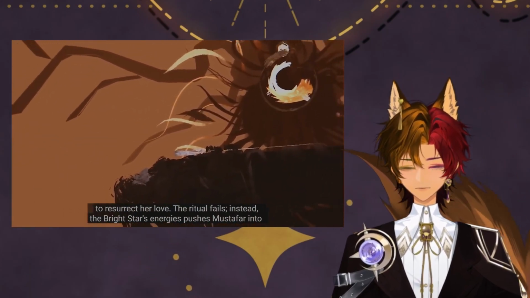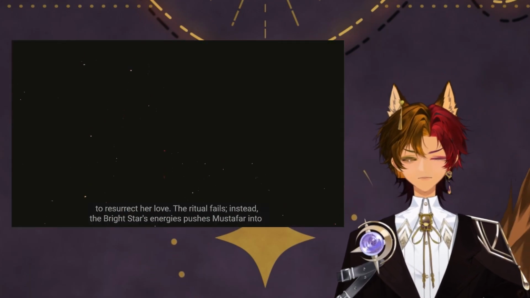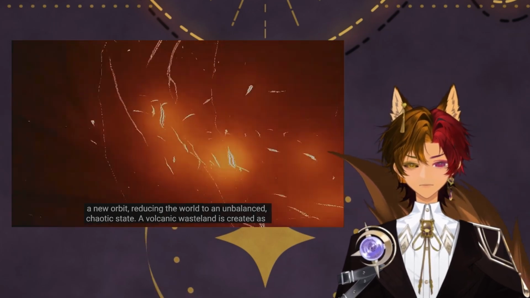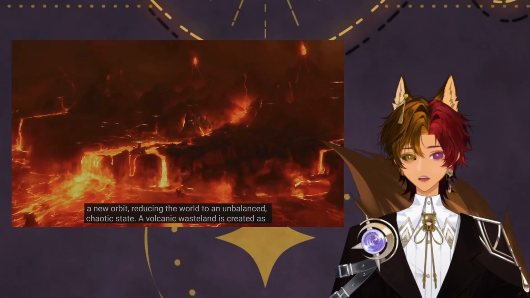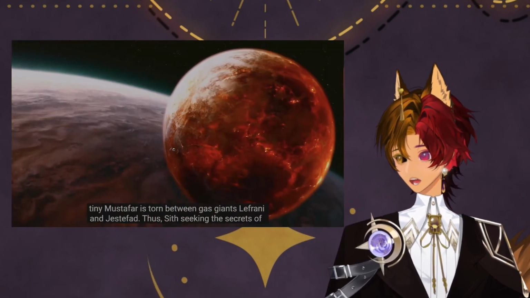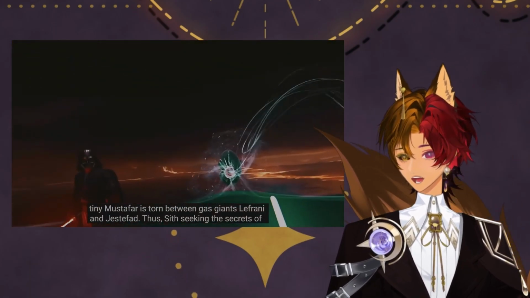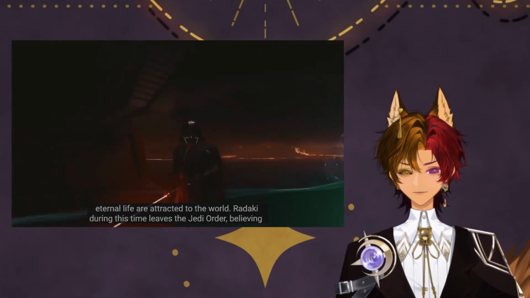The ritual fails. Instead, the Bright Star's energies push Mustafar into a new orbit, reducing the world to an unbalanced, chaotic state. A volcanic wasteland is created as tiny Mustafar is torn between gas giants Lafrani and Jestafad. Thus, Sith seeking the secrets of eternal life are attracted to the world.